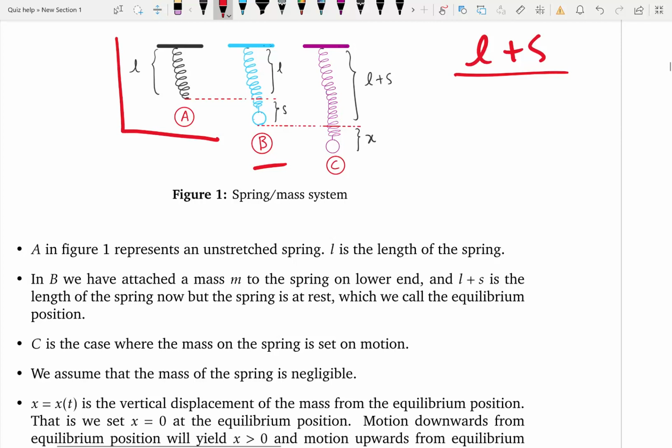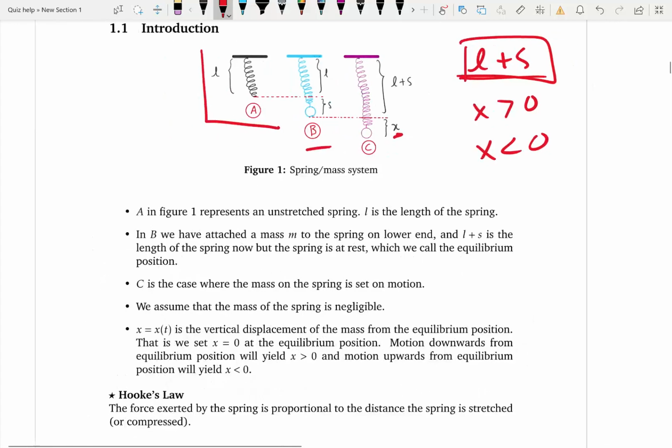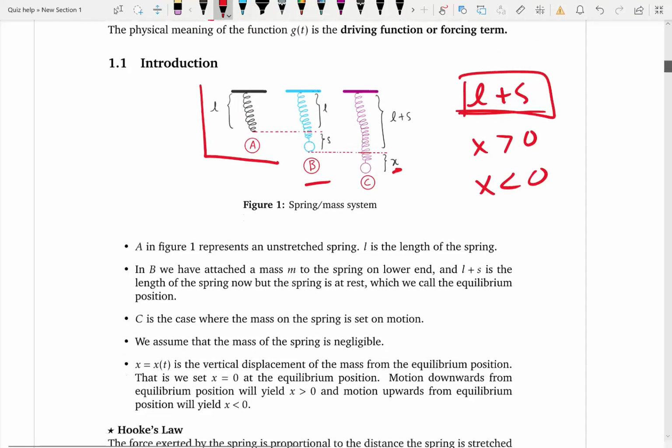Okay, now when you let the mass go, or if you put in an external force, so sometimes it happens naturally, then the mass is going to start moving from the rest position. So x is actually the displacement from this rest position. That's crucial to understand. Okay, and if the motion is downwards, x is positive, and if the motion is upward, we say x is negative. Okay, so those are a few things that we need to set straight in the beginning of the lecture.